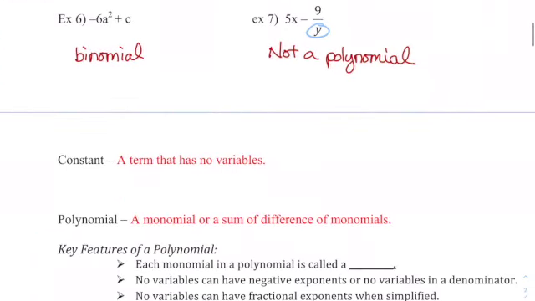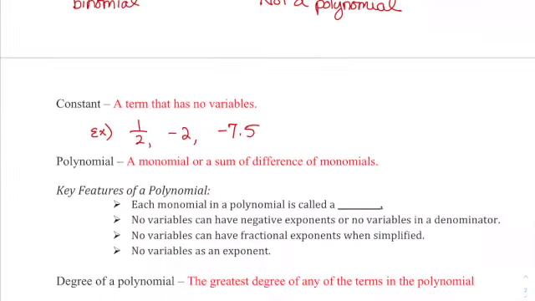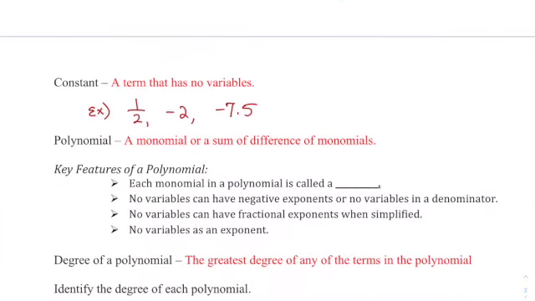Next one, going on, a constant is a term that has no variables. For example, it's going to be like a half. You can have a negative 2. You can have negative 7.5. All those things are acceptable. Make sure you understand a constant just doesn't have any kind of variables.